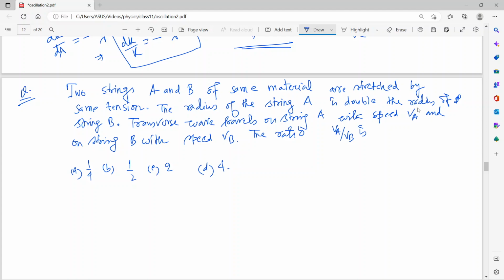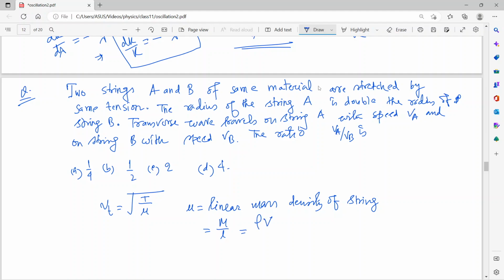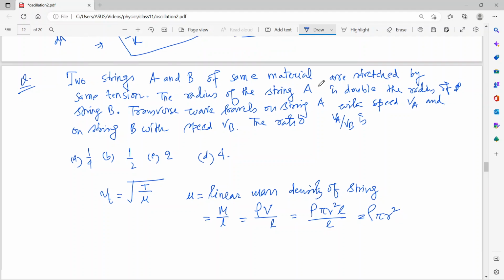So here, what we know is that the velocity of a transverse wave on a string is given as root over T by mu. This mu is the linear mass density of the string, so this is m by l, mass per unit length. Mass means rho into V, density into volume, and volume equals area into length. That means this is rho into pi into r square, because the area is pi r square.